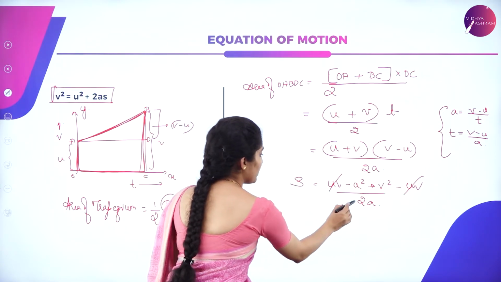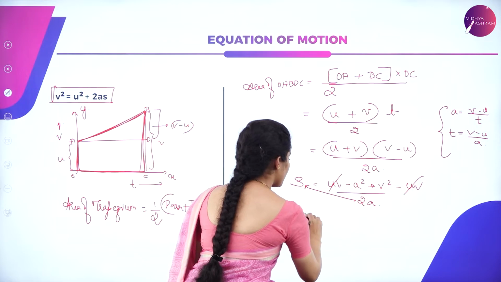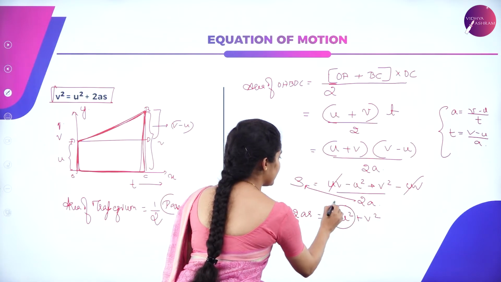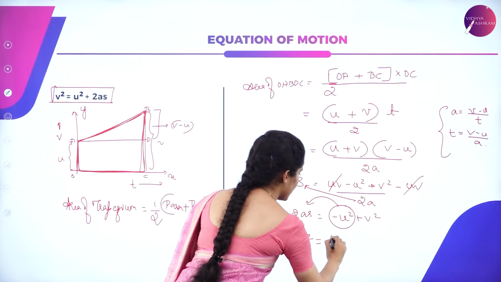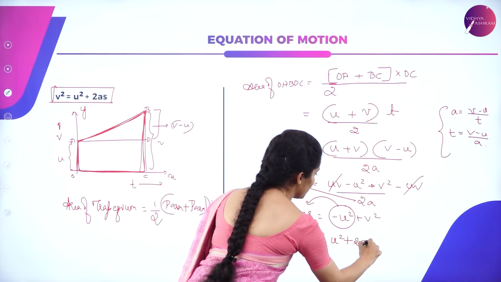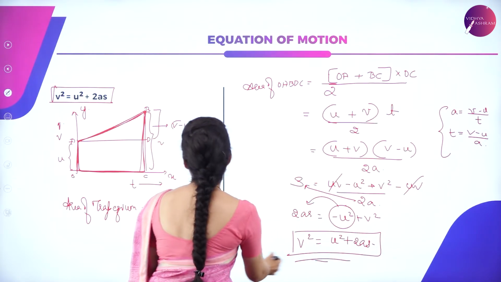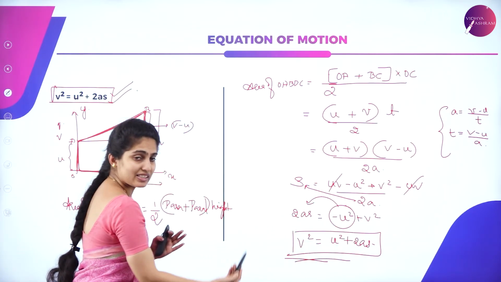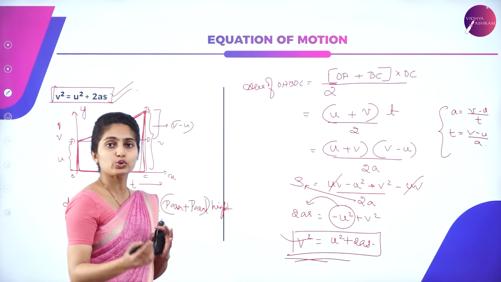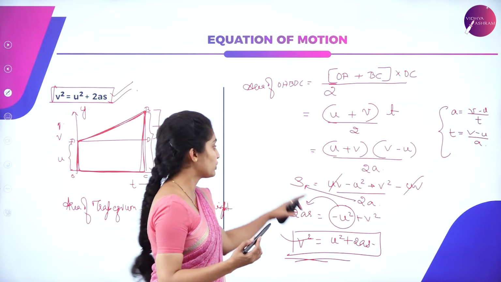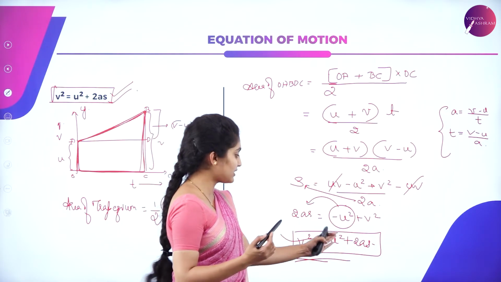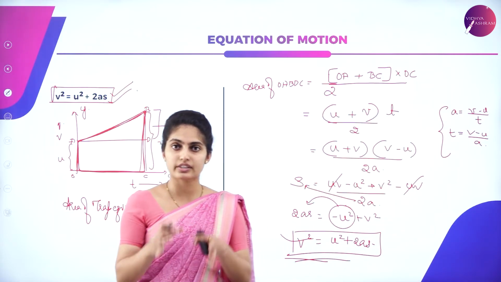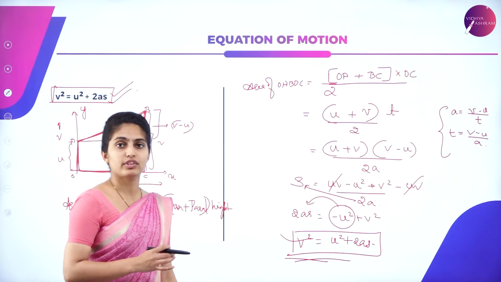So here when this 2A goes with S, you have 2AS is equal to minus U square plus V square. So if you are taking the negative towards the other side, V square is equal to U square plus 2AS is the equation what you have to know, and this is the same equation. Either V square minus U square is equal to 2AS is the equation, or else V square is equal to U square plus 2AS will be the equation. So this S is a displacement, A is the acceleration, V means the final velocity, and U means the initial velocity. So these are the things for you to understand in order to derive this equation.